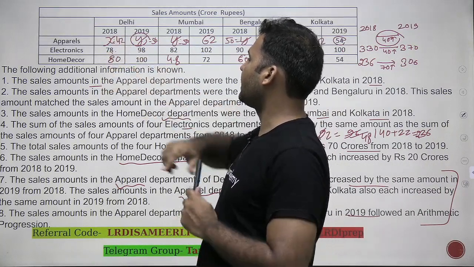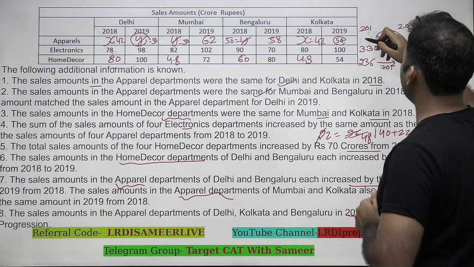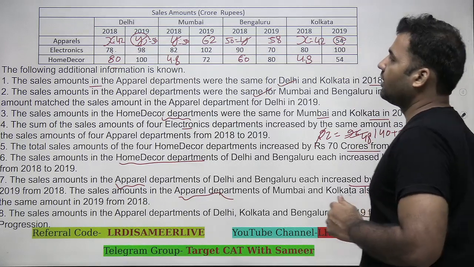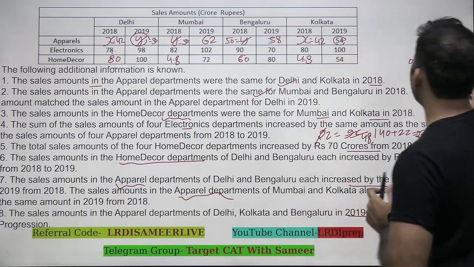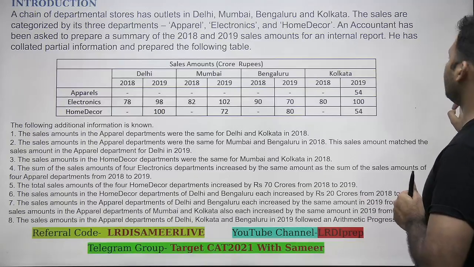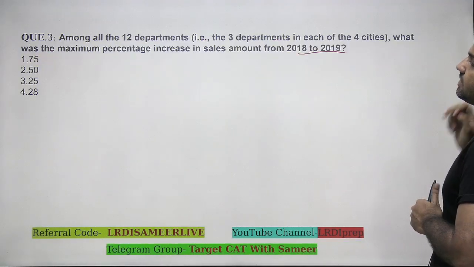42, 78 and 80. All right, let's create some space here. From 18 to 19, right? In all the 12 departments, right? In all the 4 cities. Let's read the question again. Just 1 minute, all right, guys.